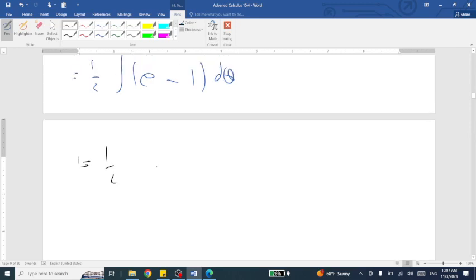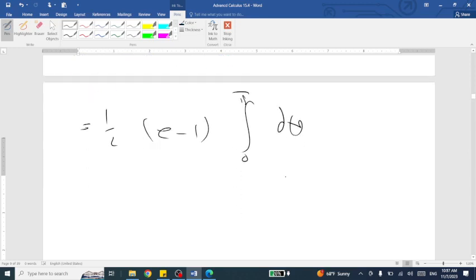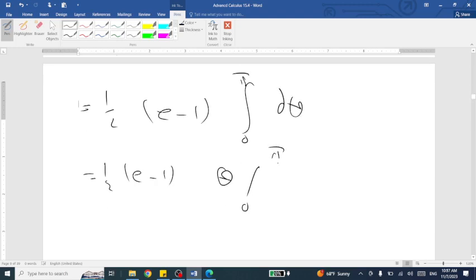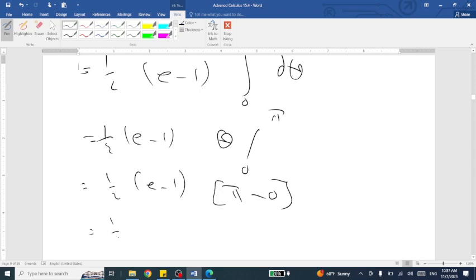Exactly. Am I right? So 1 over 2, e minus 1, theta from 0 to pi. The answer is 1 over 2, e minus 1, times pi minus 0. So it is pi over 2, e minus 1.